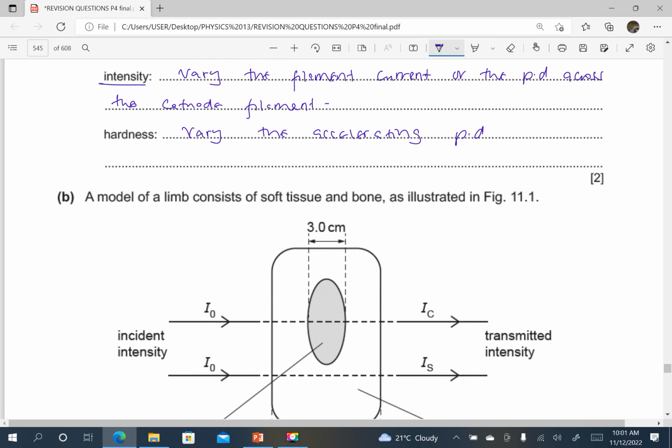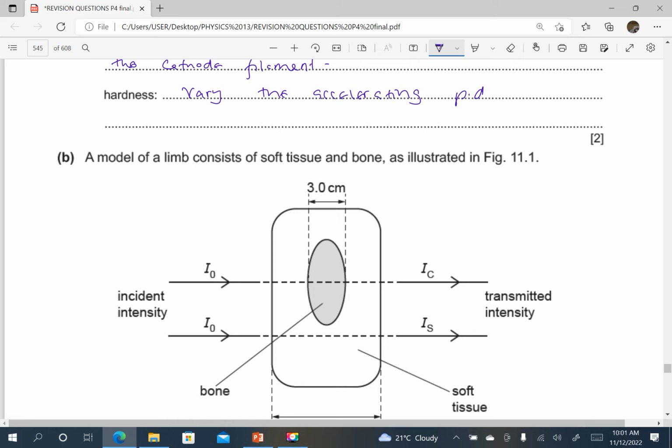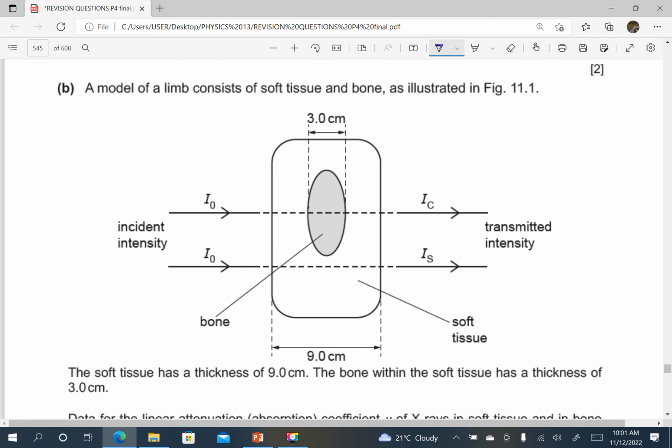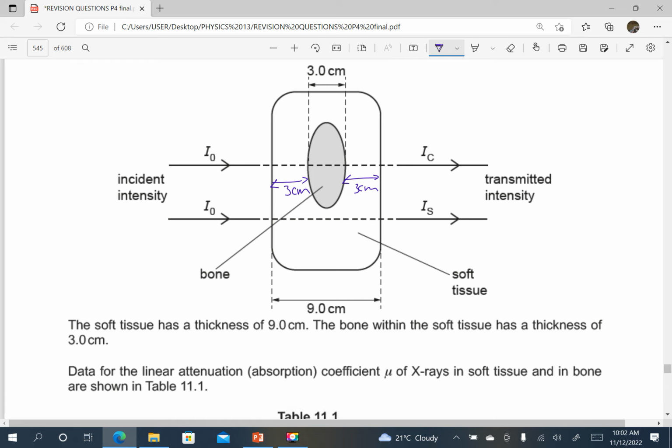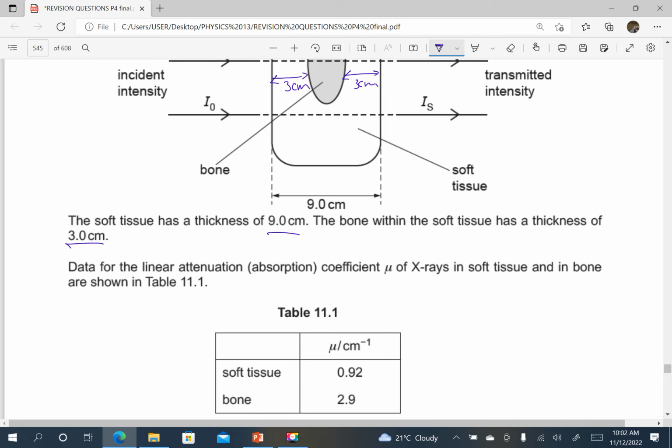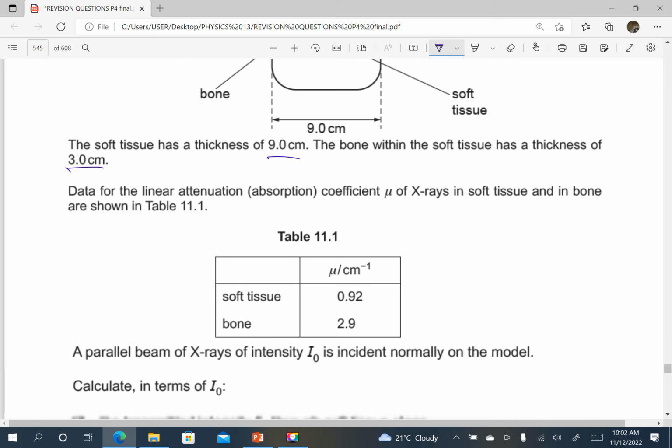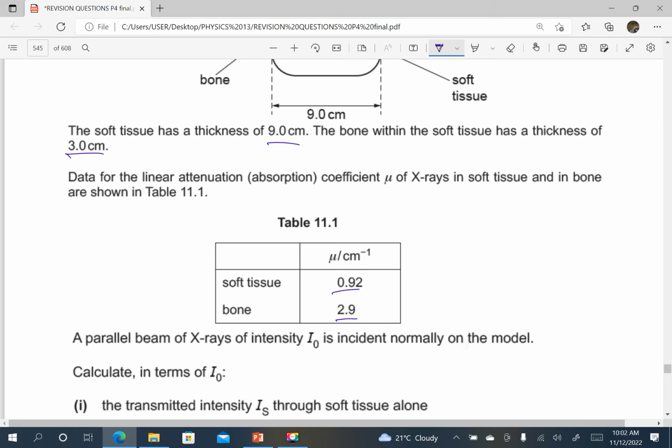A model of a limb consists of soft tissue and bone as illustrated here. The thickness is 3 from one end to another end. That means this is going to be 3. The other side is also going to be approximately 3 centimeters. The soft tissue has thickness 9 centimeters. The bone with the soft tissue has thickness 3 centimeters. Data for the linear attenuation coefficient mu of X-rays in soft tissue and in bone are shown in the table. So you see soft tissue and bone, those are the attenuation coefficients.